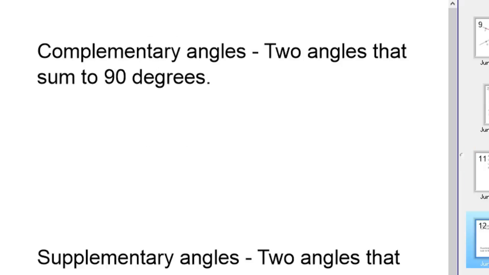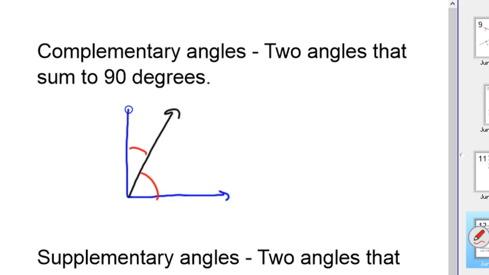So first off, complementary angles, real simple. It's just when two angles add up to 90 degrees. So if you've got a right angle, and I'll try to draw one here, and we split that with another ray. Okay, these two angles would be complementary angles, this angle and this angle. They add up to 90 degrees.